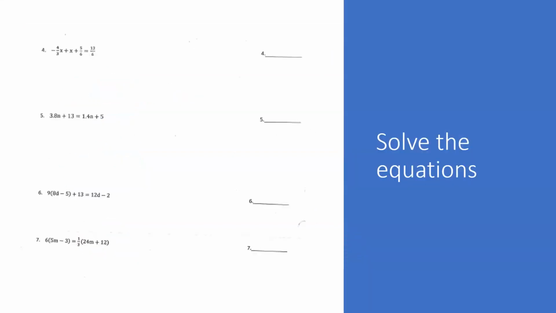All right, next section. We have some fractions here that we need to clear, but in order to do that, we have to make them have a common denominator. So I'm going to make negative 4 thirds x have a denominator of 6. So that'll be negative 8x over 6.